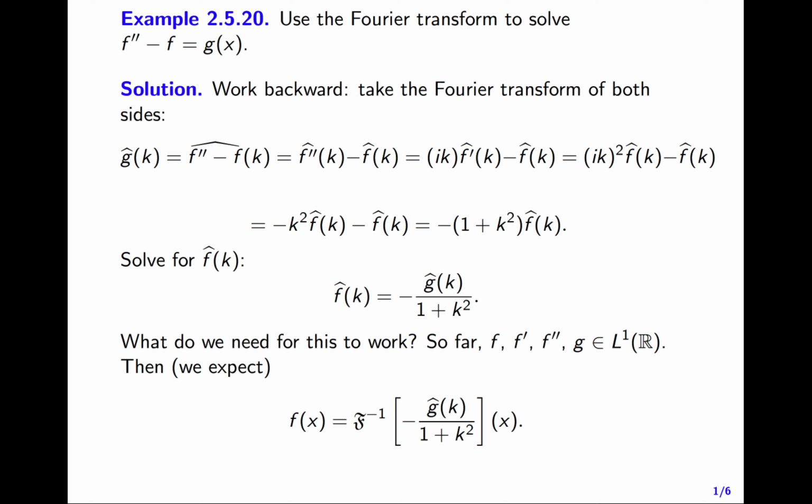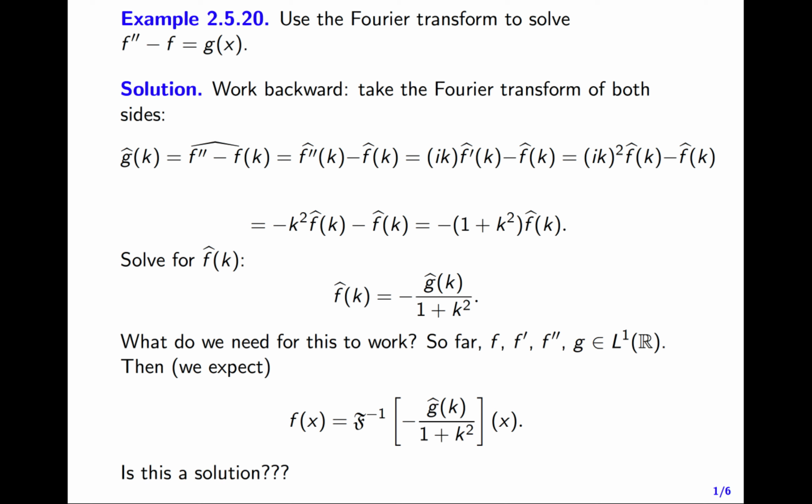And so if I have f hat of k equals minus g hat of k over 1 plus k squared, then I should be able to invert the transform and get f of x equals inverse Fourier transform of minus g hat of k over 1 plus k squared on x. So here I'm using a convention that I'll often use in these notes. If I have a formula that depends on k, I'll just stick the whole formula inside the square brackets for the inverse Fourier transform.